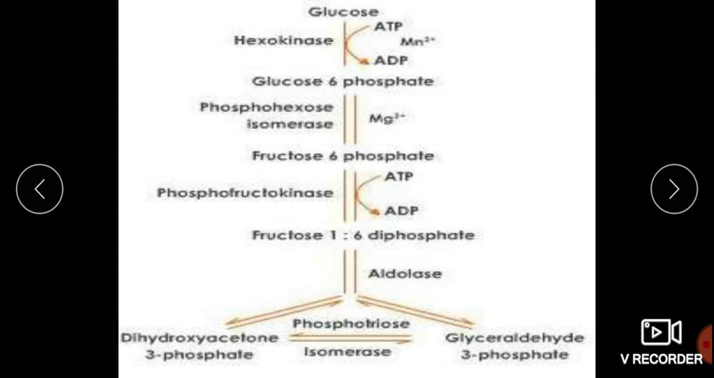Glucose 6 phosphate further gets converted into fructose 6 phosphate, as glucose and fructose are isomers of each other. Also, these two compounds, glucose 6 phosphate and fructose 6 phosphate, are isomers of each other, and this isomerization is carried out by the enzyme phosphohexoisomerase, and magnesium is required for the activity of this enzyme phosphohexoisomerase.